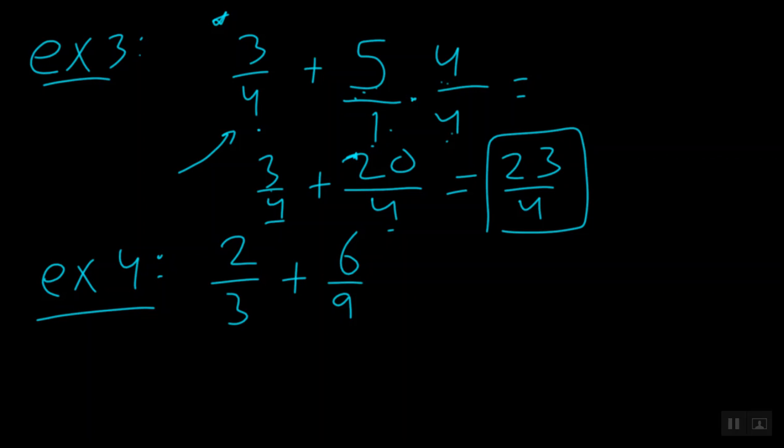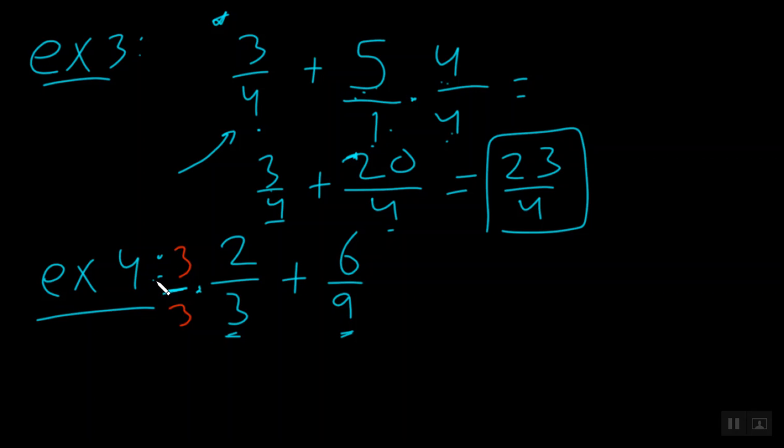Now here is a more interesting case. You'll notice the bottoms are different, but 9 is a multiple of 3. So check it out. If 3, we're looking for 3 times some sort of number. Let me use a different color here. 3 times what number would get us to 9? Well, 3 times 3. And if we multiply the bottom by 3, we have to multiply the top by 3. Good. I think you're getting the hang of it now.